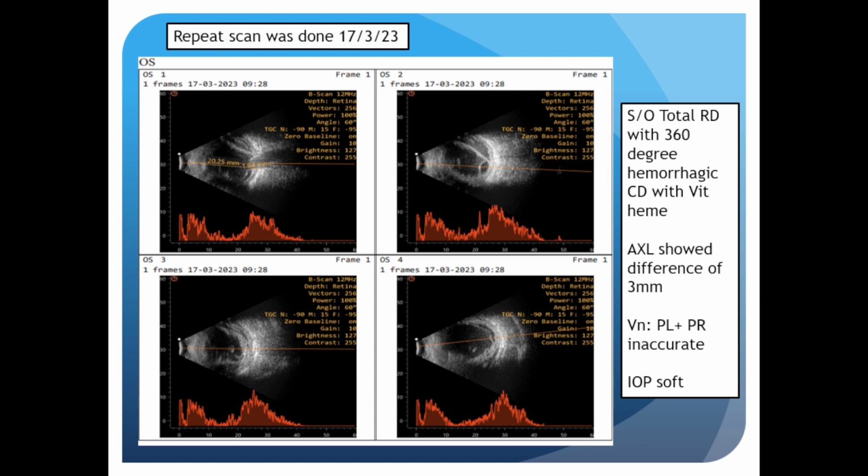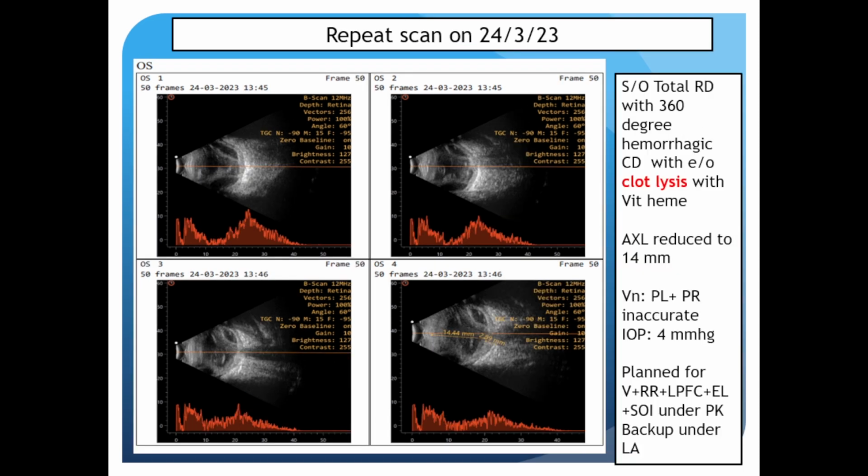After a few days, we have just repeated our scans. The situation was the same, slightly deteriorating because the axial length showed a difference of 3 mm in this patient. IOP was still soft. We repeated the scan so that the hemorrhagic CD can be analyzed for a lysis part.